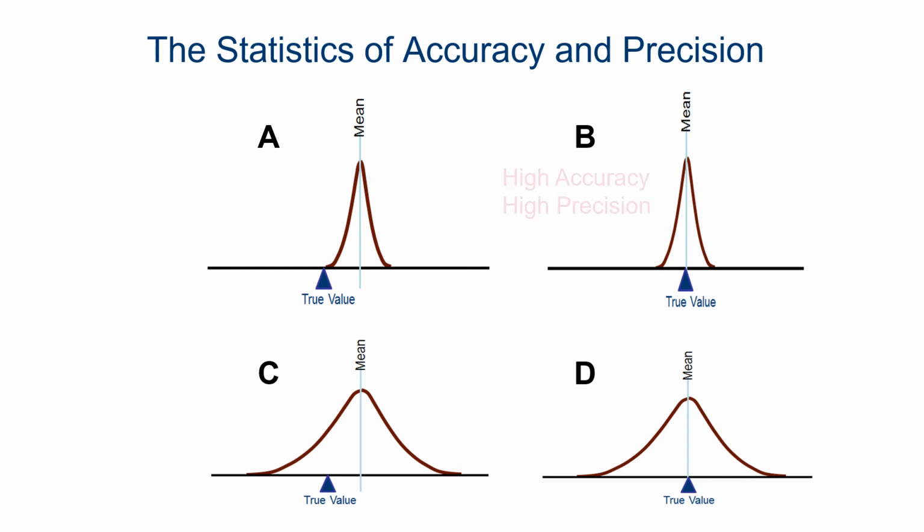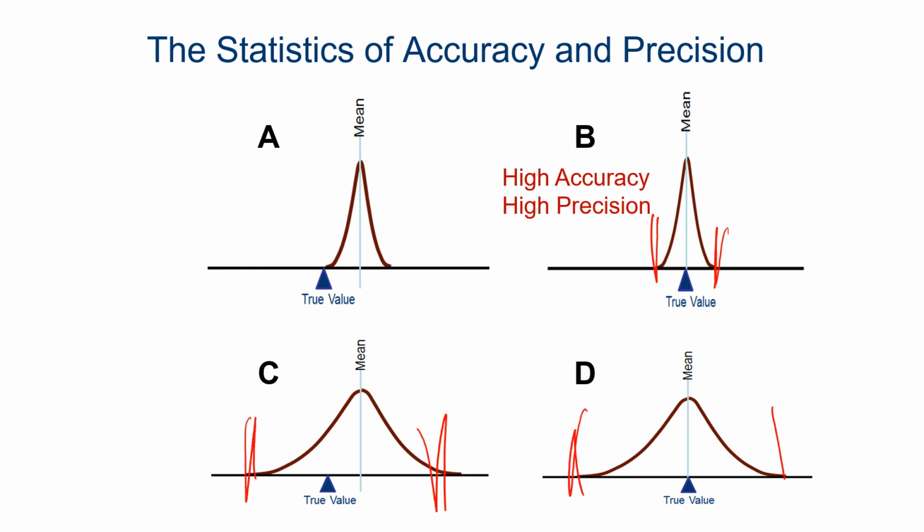The answer is B. The data here shows high accuracy because the mean of the data is the same as the true value. The data recorded implies that the instrument is precise because the standard deviation is small compared to the graphs for C and D. This is indicated by the fact that the normal curve in B is narrower than that of C and D.